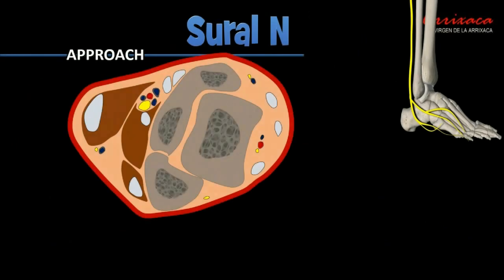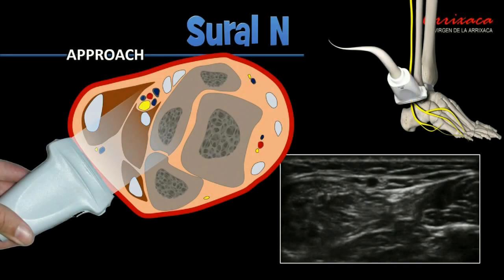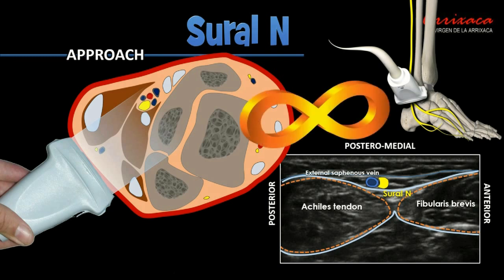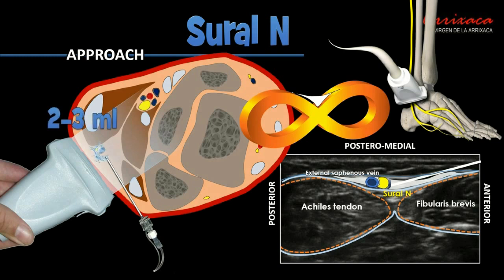The nerve can be identified in the subcutaneous space located between the Achilles tendon and the fibular muscles in the lateral aspect of the ankle. Both structures describe a characteristic shape resembling the symbol for infinity. The external saphenous nerve and vein are superficial. The needle can be introduced in plane from anterior to posterior or from posterior to anterior. 2 to 3 milliliters of long-lasting local anesthetic will be infiltrated while observing for correct spread.